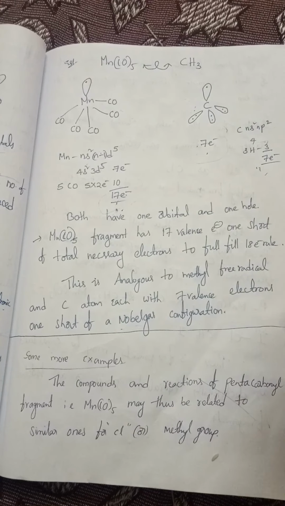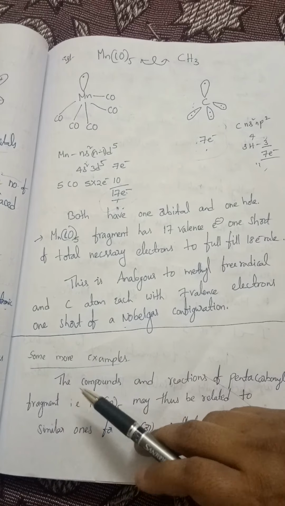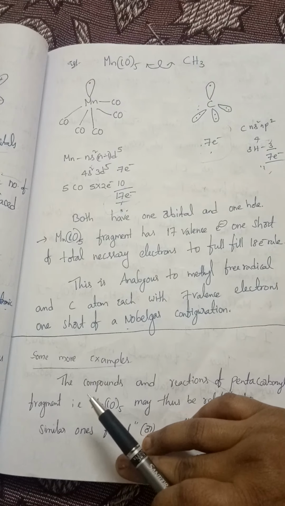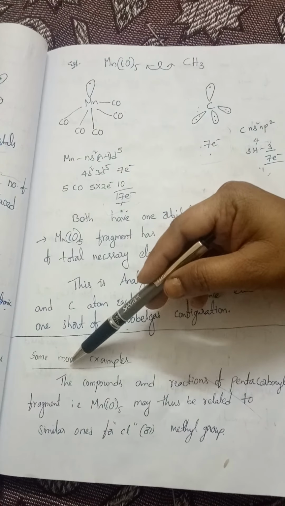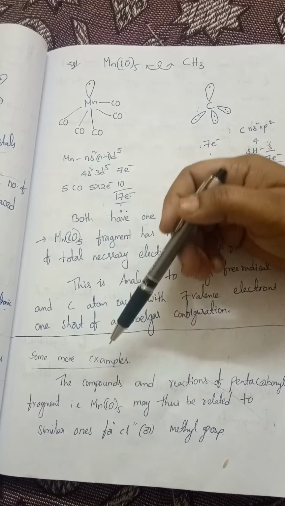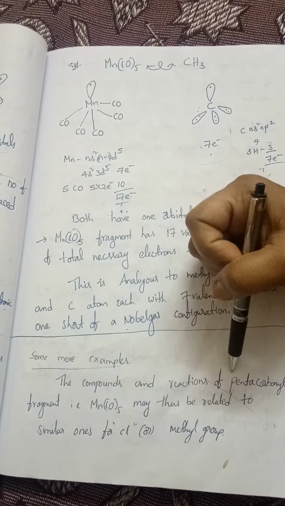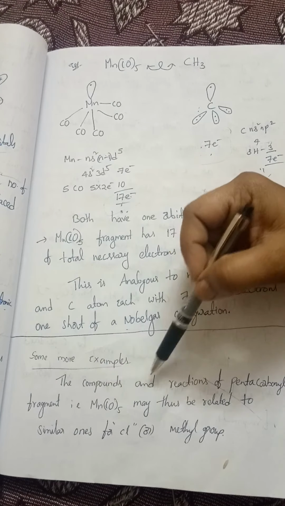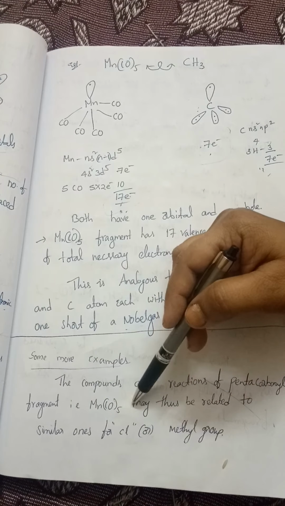Good evening, everyone. Yesterday we discussed the isolobal structure amplification. So today I will give some examples of compounds. Last time we discussed Mn(CO)5. This compound, the metal carbonyl fragment, is Mn(CO)5.